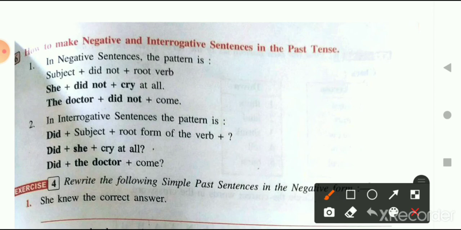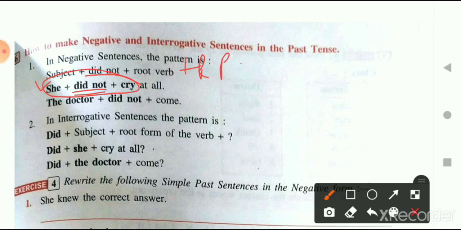So here look at it. In a negative sentence, the pattern, meaning the way of forming negative sentences, is: subject, after the subject we will add did not, and then we are going to add a root verb, the actual verb, and then the remaining part of the sentence. That is, she did not cry at all. So by adding did not we made it a negative sentence.